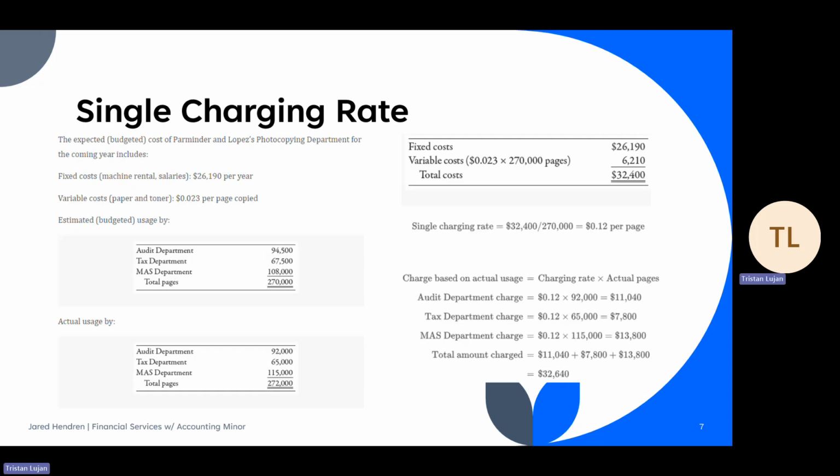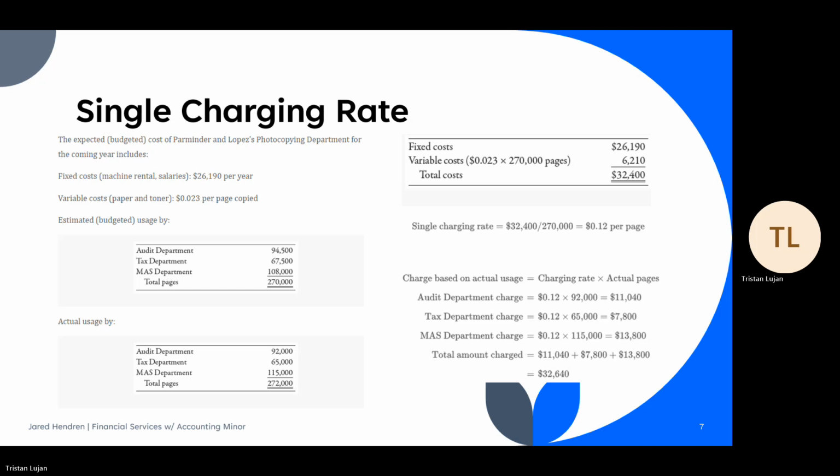A single charge rate is like it sounds, only using one rate. It's the simplest to apply. You basically put all of the costs in the numerator and some measure of usage in the denominator. In the slide, we have an example of a photocopying support department. Fixed costs are $26,190 a year. Variable is 2.3 cents per use. And then you can see the budgeted usage of 270,000 total pages and the actual usage of 272,000.